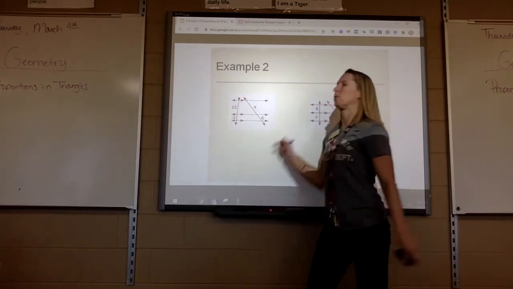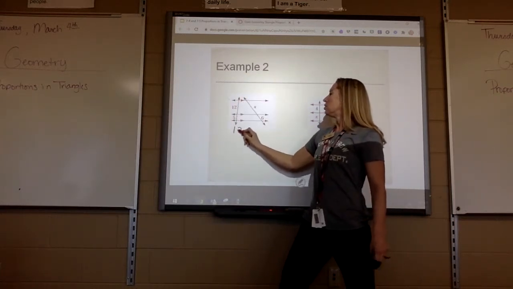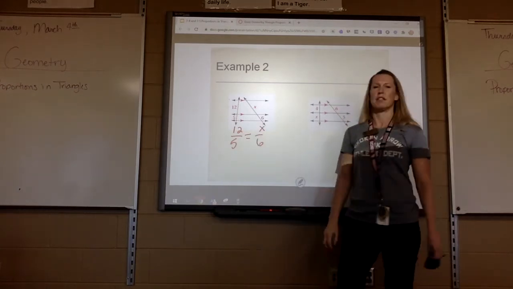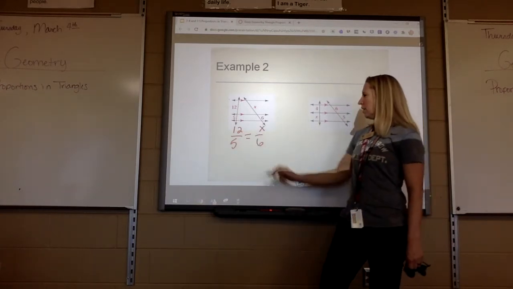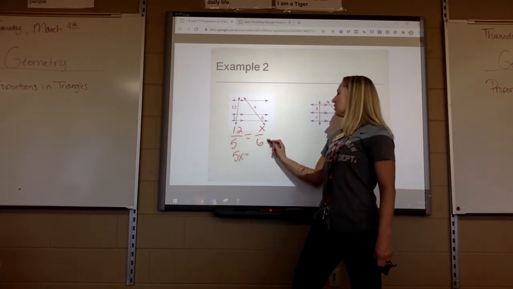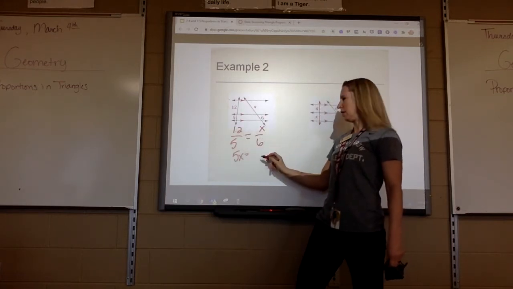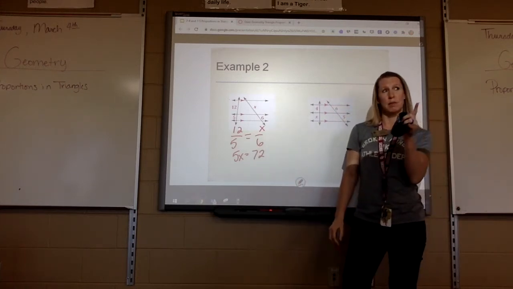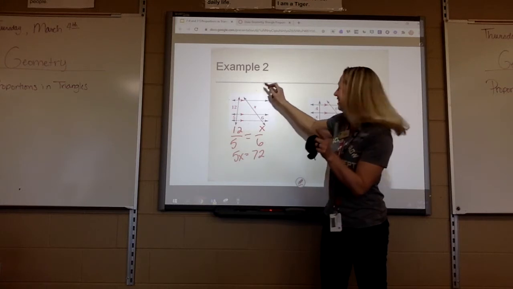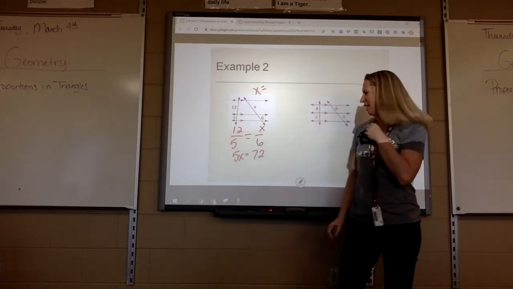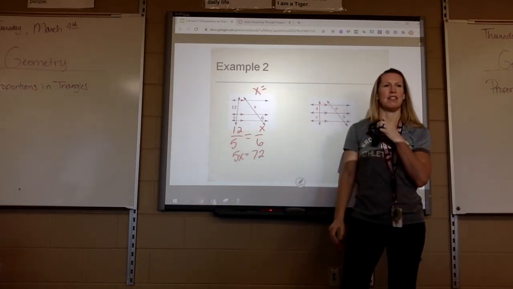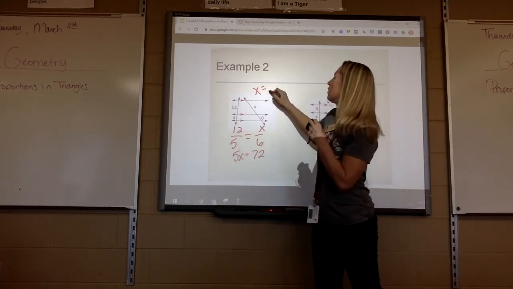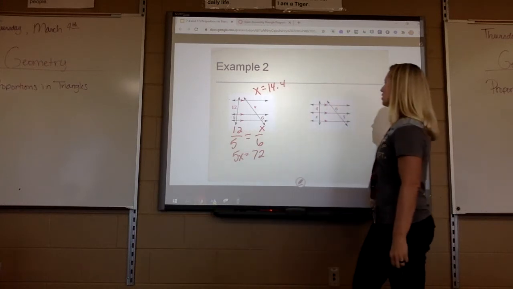So let's try this one. How could I set up this proportion? 12 over 5, x over 6. Cross multiply and solve. 5x equals 6 times 12, 72. I don't know what 72 divided by 5 is, but it would be a decimal. 14.4, yeah, good. 14 point something.